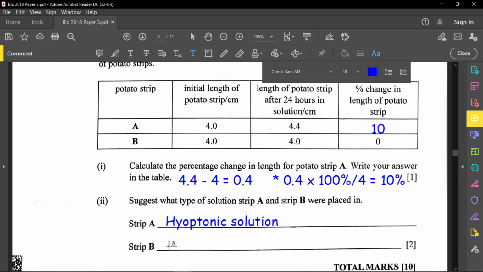All right, in B now, it remains the same. Nothing was changed. So this is the same concentration inside and outside. So it's called isotonic. So this is an isotonic solution here, okay?